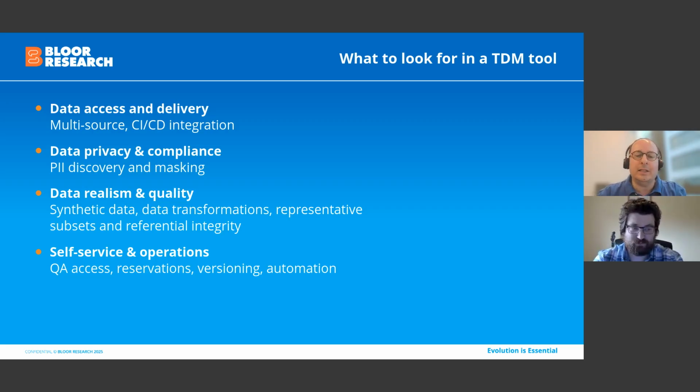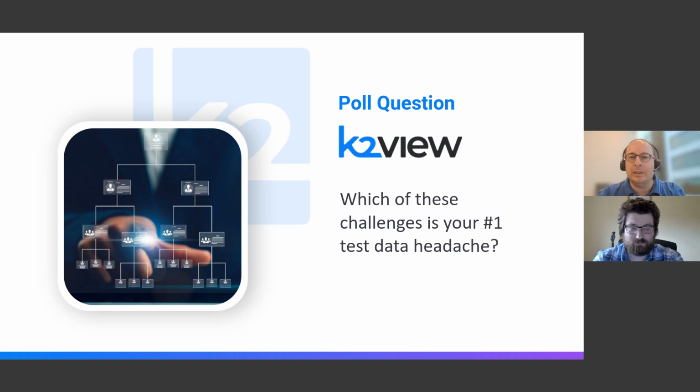Yeah, thank you. Let's jump into a poll. If you click on the poll button on the top right of the screen, I would appreciate it if you'd answer the following question: which of the following challenges is your number one test data headache? So is it slow provisioning? Are testers waiting to get test data, and it's a real pain in the neck? Either they have to wait for it from a central team or they have to prepare it themselves.